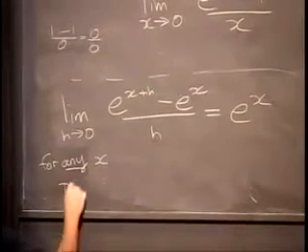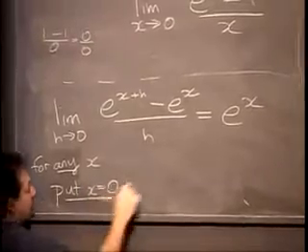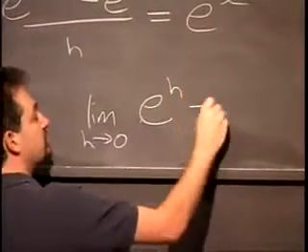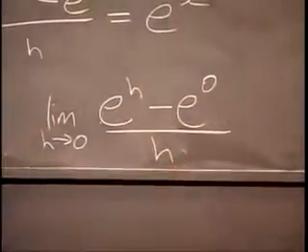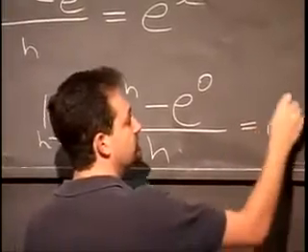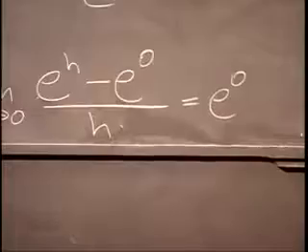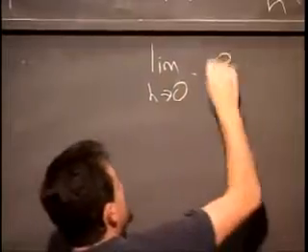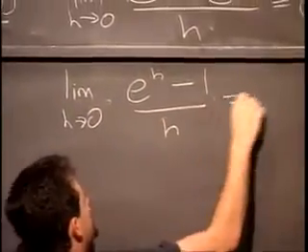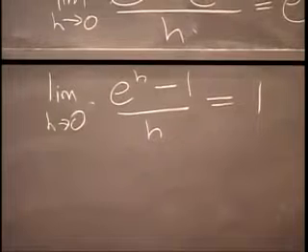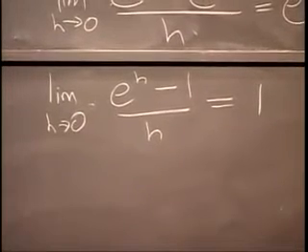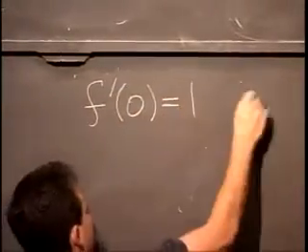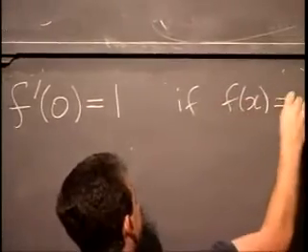Now, put x equals 0, and you get that the limit as h goes to 0 of e to the h minus e to the 0 over h is e to the 0. So, of course, e to the 0 is 1, so this has shown that the limit as h goes to 0 of e to the h minus 1 over h is actually equal to 1. That's the limit that we want. So you see, this is another way of saying that f prime of 0 is 1 if f of x is e to the x.